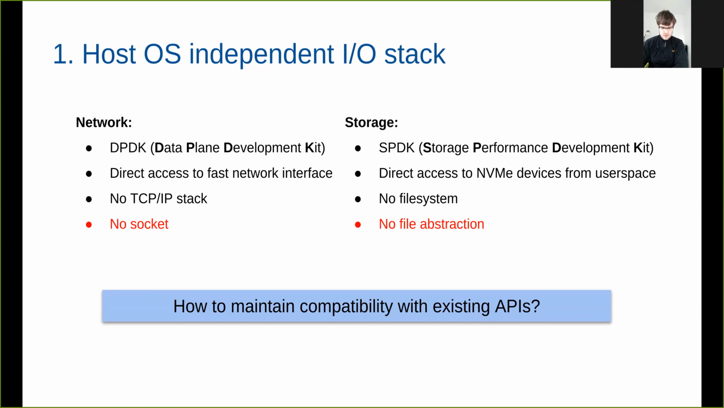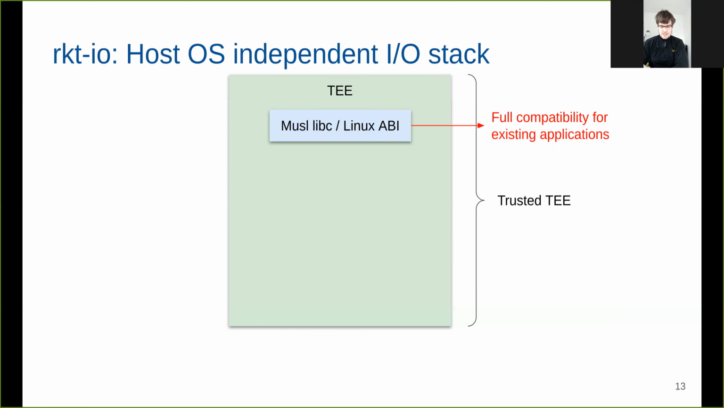So the question is, with these low-level interfaces, how can we maintain compatibility for existing applications that expect the POSIX API? And the answer is here. We have libc in place, which the application is linked against at runtime. And this allows us to maintain full compatibility with existing applications.